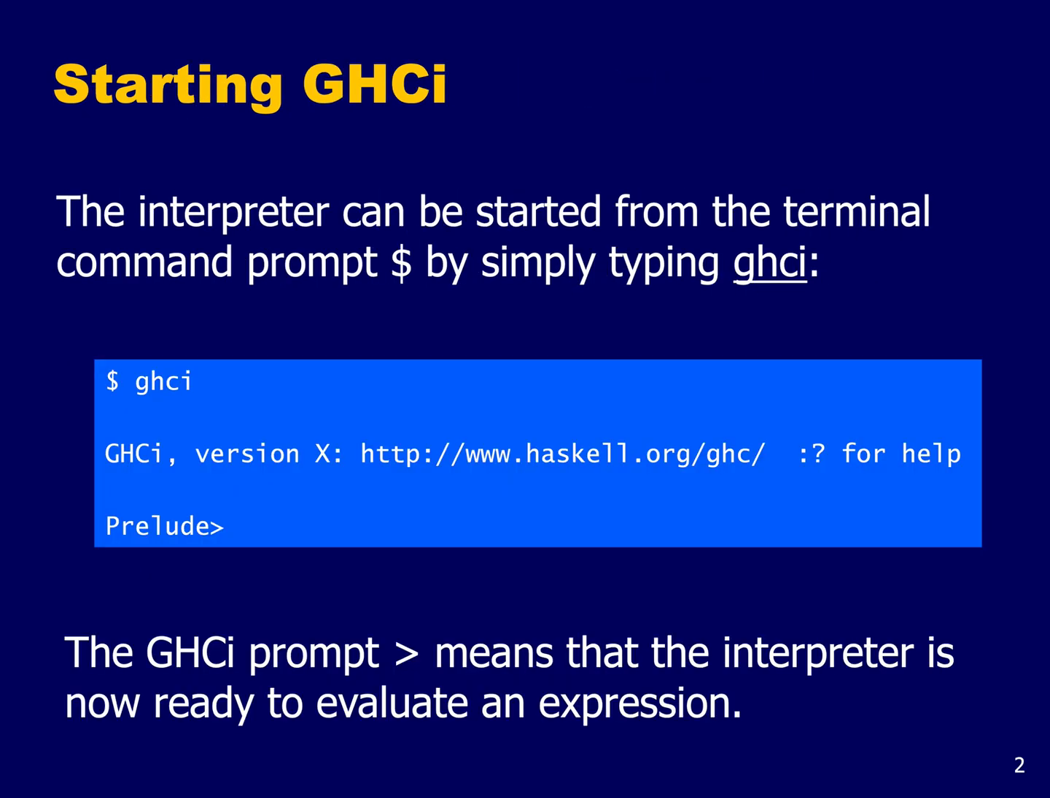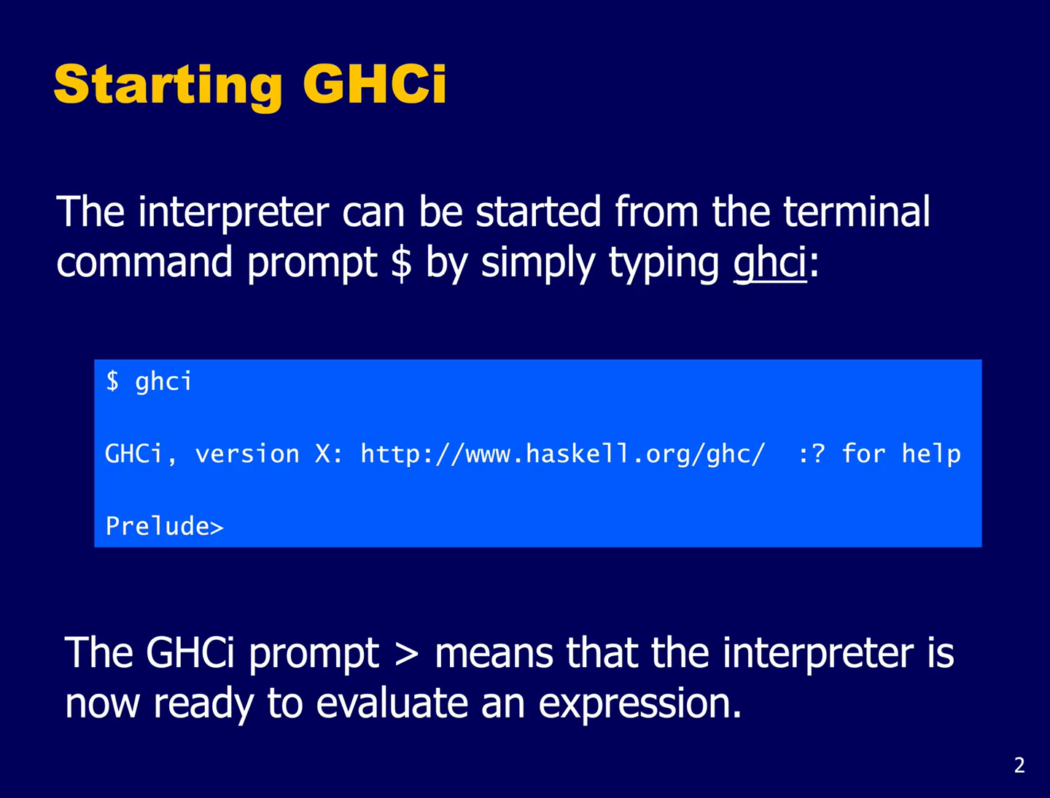So in order to start GHCi, the interpreted version of the compiler, what we're going to do is start up a terminal command prompt. So for me on my Mac, a terminal command prompt is $. I open a terminal window and I simply type ghci, and that will start the system up. If you've installed it correctly, then you'll get a little welcome message and it will tell you the version number which you're using. And then it's sitting there waiting for you to ask it to do something. So it's an interactive dialogue that you have with the GHCi system.